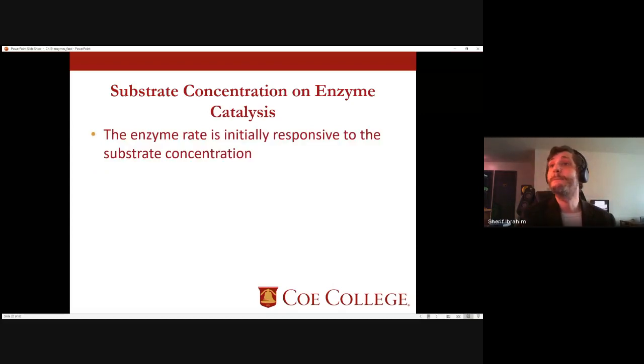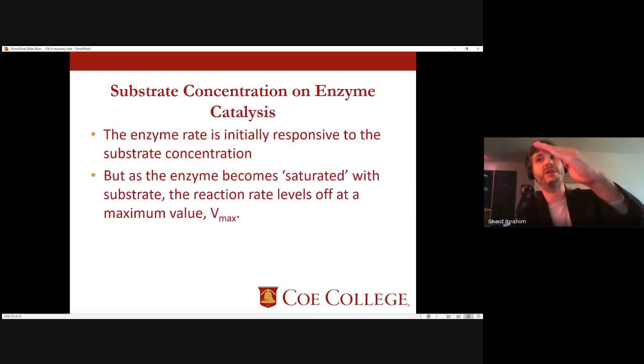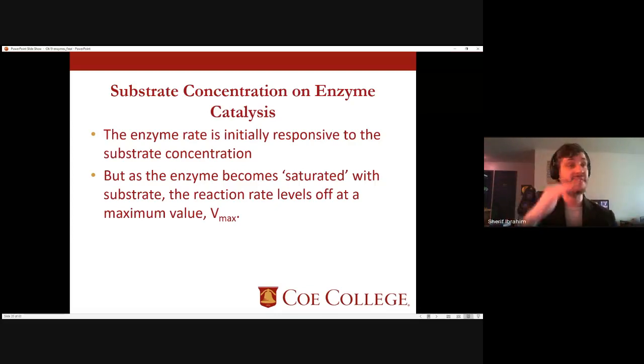So the enzyme rate is initially responsive to substrate concentration. Like I said, it starts to go up, and then it curves off and levels off once the enzyme becomes saturated with substrate. At that max point, if you froze time and looked at all the enzymes, all of those enzymes would be working as hard as they can. They can't work any harder. They can't do more than one thing at a time. So it's saturated.